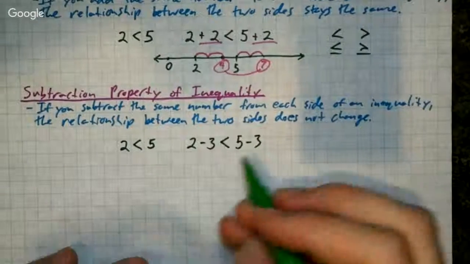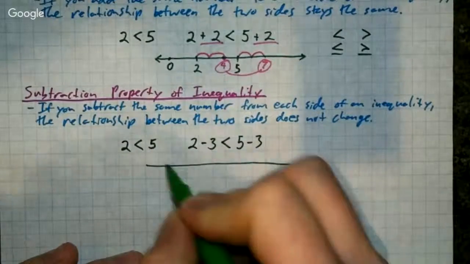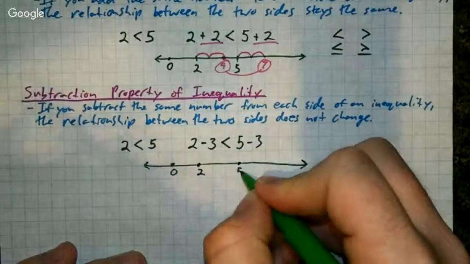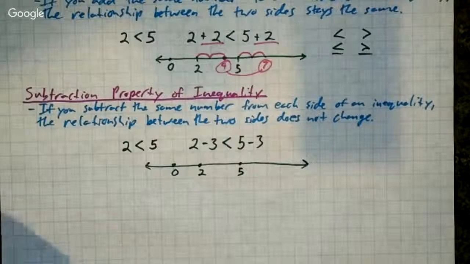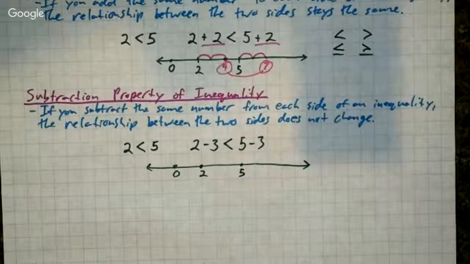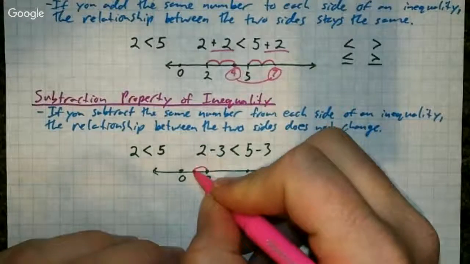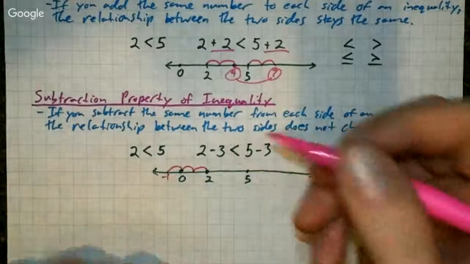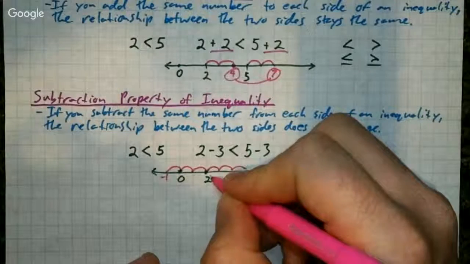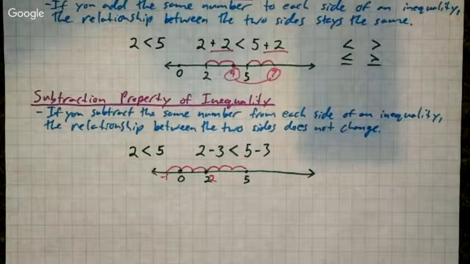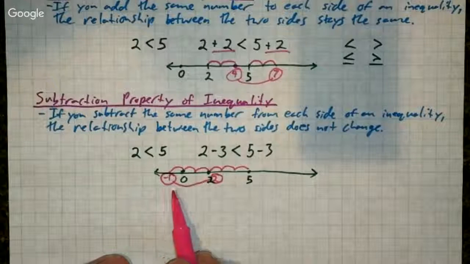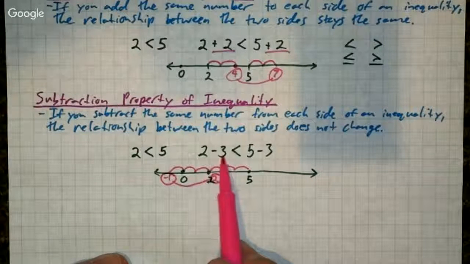Well, let's take a quick look on a very basic number line. Here's 0, here's 2, 3, 4, and here is 5. Those are our values. As you can see, 2 is further to the left than 5, meaning 2 is less than 5. If we subtract 3 from 2, that's going to bring us to 1, 0, negative 1. Our new value is negative 1. Oh, 5 minus 3 is going to give us 2. But still, the relationship is the same. Negative 1 is still less than 2, meaning that 2 minus 3 is still less than 5 minus 3.